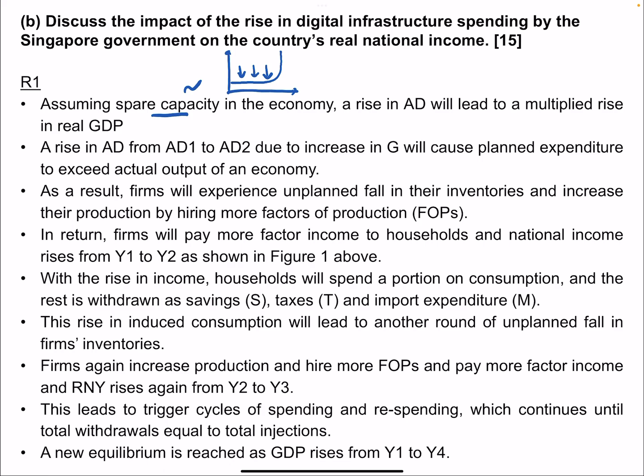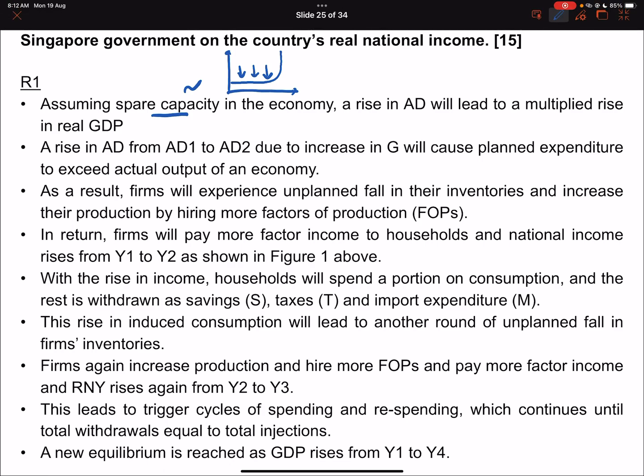For example, let me see whether I can change the color. This is highlighter. If you're in the black color portions, with any increase in AD, you can't push the x coordinates any further. In order for you to push the x coordinates further, you must be on the horizontal range here. So that's what this first sentence means: assuming there's spare capacity in the economy, a rise in AD will lead to a multiplied rise in real GDP.